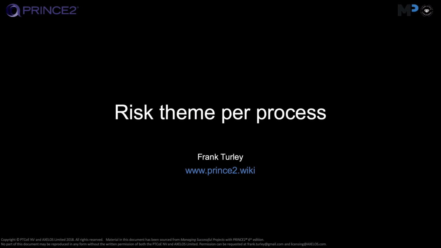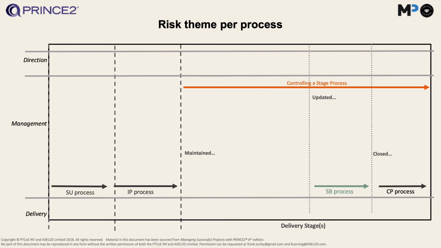Here I will give an overview of what happens from a risk team point of view during the project, per process. The first thing that happens is in the starting up a project process, and that is we create the daily log. PRINCE2 says don't create the risk register until later, because we're not really sure the project is going to start up. So we create a daily log and we put the information in there.